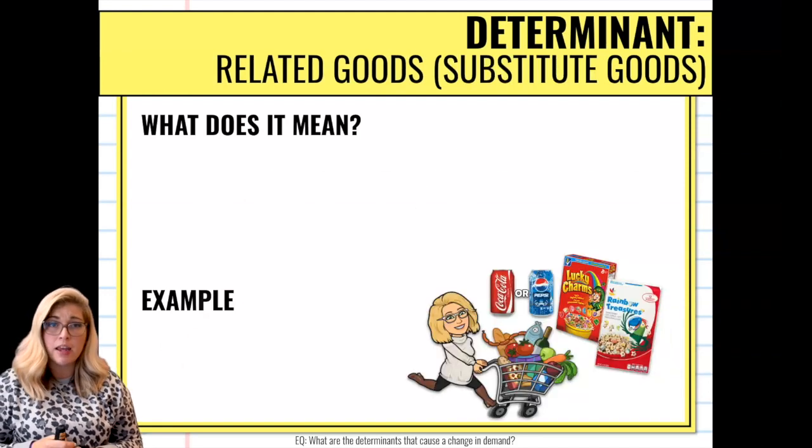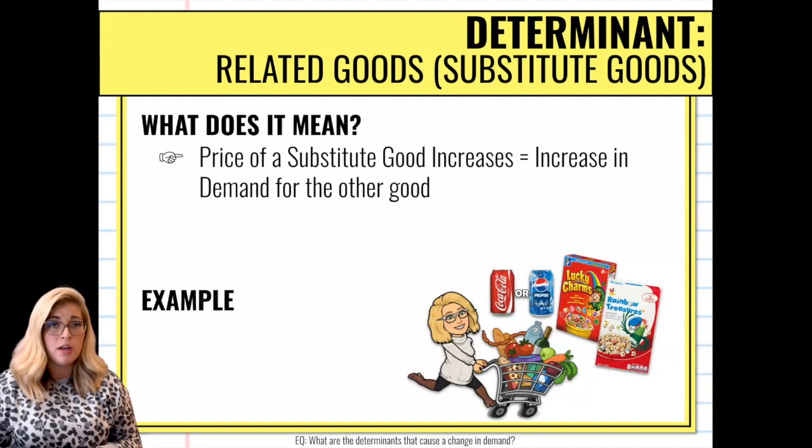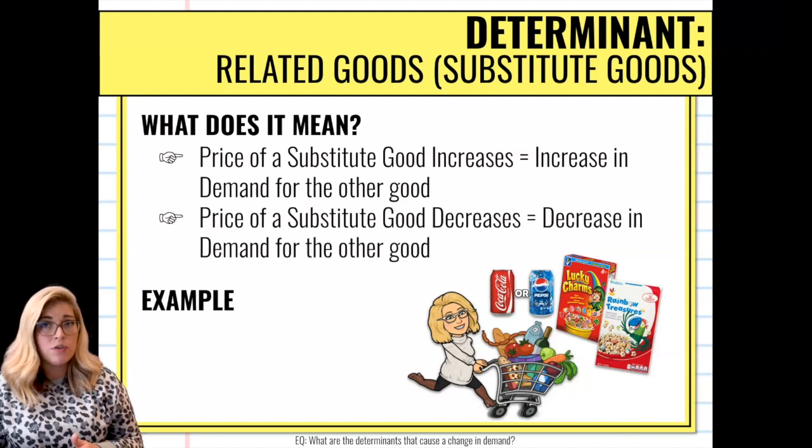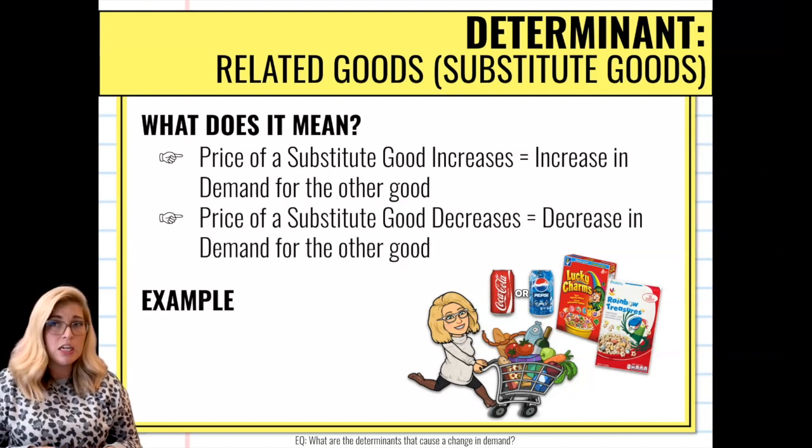Lastly, we have our second R, substitute goods. So if the price of a substitute good increases, the demand for the other good is going to increase. And vice versa, if the price of a substitute good decreases, we're going to have a decrease in demand for the other good.